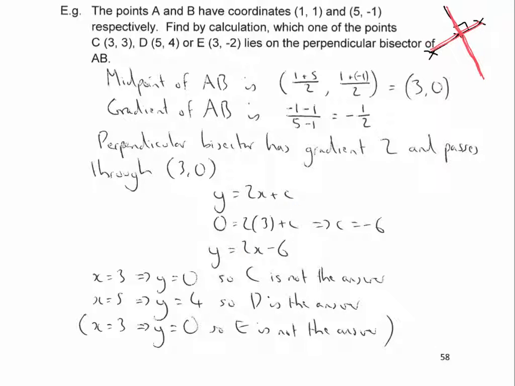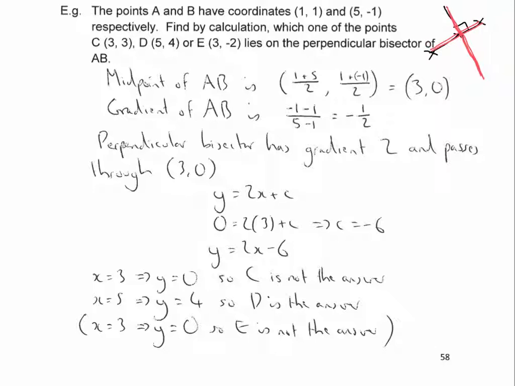I have the equation of my perpendicular bisector. Now to investigate these points here, I simply plug in the x and see if it does give me the y that it should. So when x is 3, on the perpendicular bisector, y is 0. Well, y is not 0 there, so that is not on the line. In fact, straight away, because the x-coordinate of 3 gives a y-coordinate of 0, we know this one's out as well. Checking the value of d, when x is 5, the perpendicular bisector has a y-coordinate of 4, so this is the one that works.